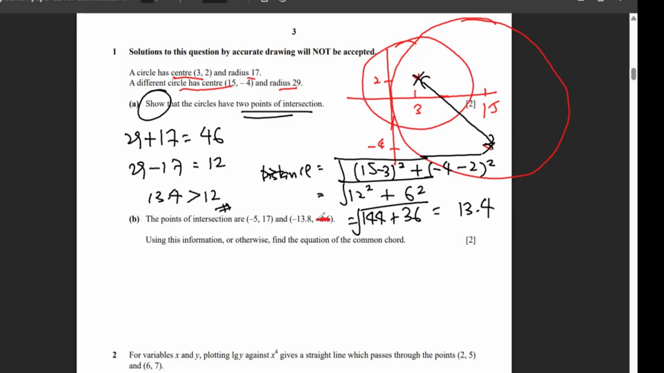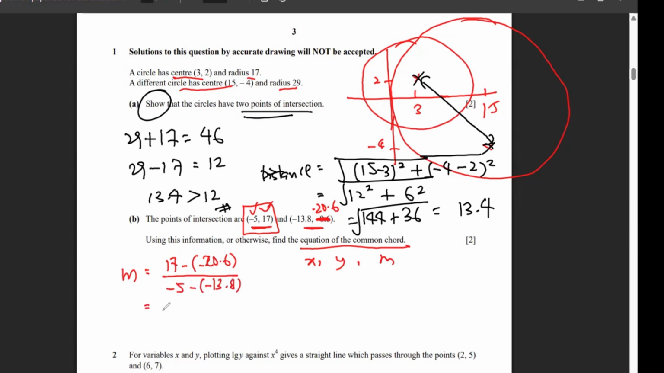Okay, go to part B. In part B, there's a typo here, it should be negative 20.6. They say the points of intersection are this and this. Use the information to find the equation of the common chord. The chord is a straight line, so we must have x, y, and gradient. For x and y, we can use this x and y or this x and y. Then we need to find the gradient of them. It's the difference of y over difference of x. Directly key into the calculator, you get 2. So y minus y equals m times x minus x. Done.